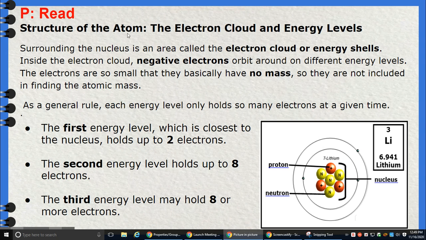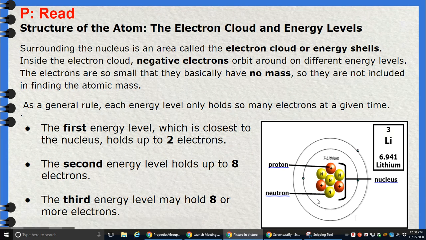Let's practice. The structure of an atom, the electron cloud, and energy levels. Surrounding the nucleus is an area called the electron cloud or energy shells. Inside the electron cloud, negative electrons orbit around on different energy levels. The electrons are so small that they basically have no mass, so they're not included in finding the atomic mass. As a general rule, each energy level only holds so many electrons at a given time.